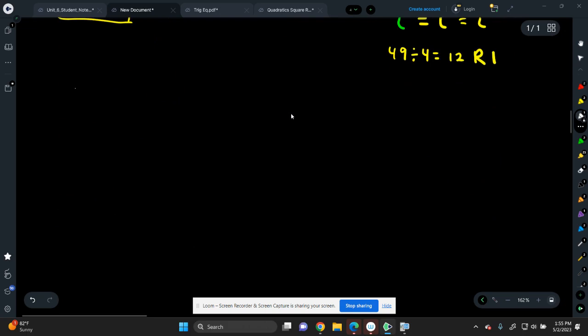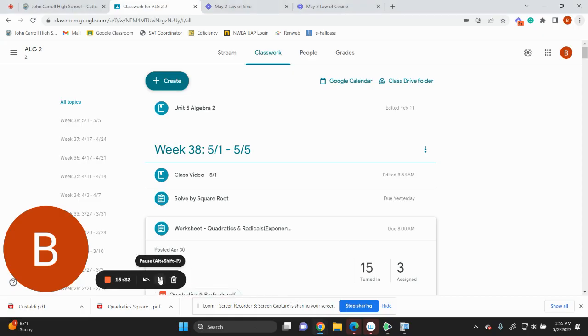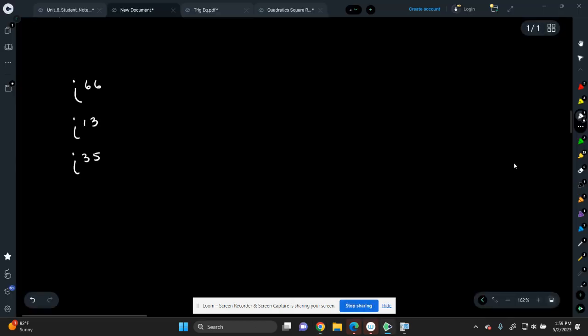So let's do i to the 66, i to the 13, and i to the 35. What do we have to do in order to figure this out? Divide by 4. So 66 divided by 4 is 16 with a remainder of 2. So this is the same thing as i squared, which equals -1. Okay?